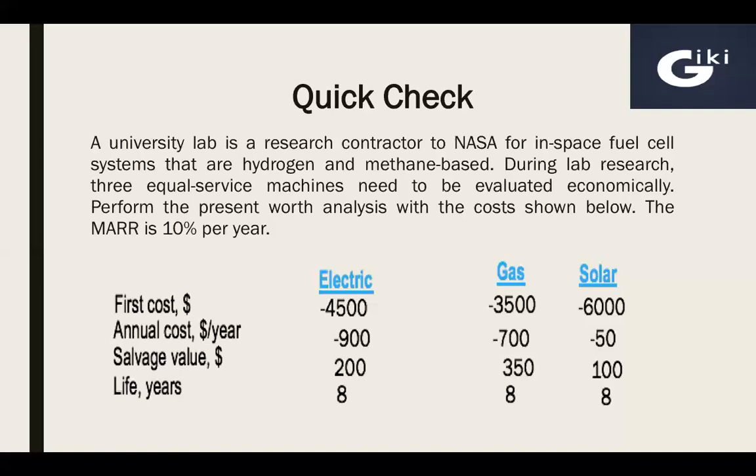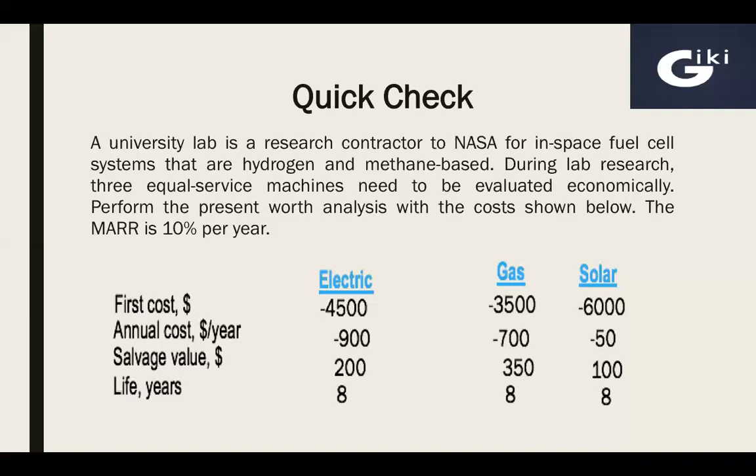Then if we talk about annual cost or operating expenditures per year, we can consider these expenditures as an annual series of payments for 8 years, and we need to calculate present worth of annuity by using the P over A factor for MARR, which is 10%, and number of years 8. So P over A factor for 10% and 8 years for annual operating cost for all these three machines by using $900, $700, and $50 as annual payment.